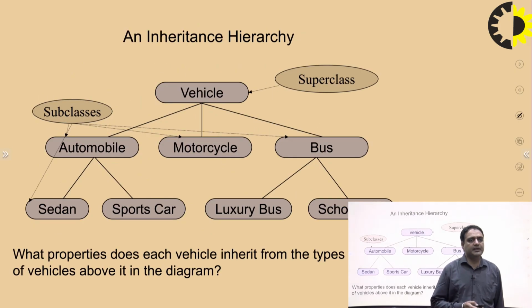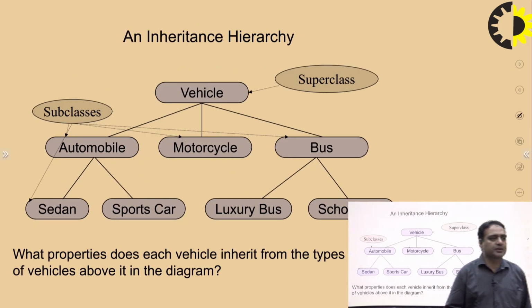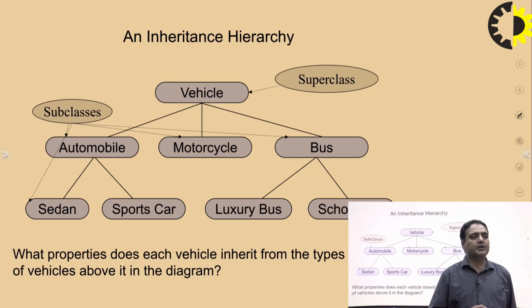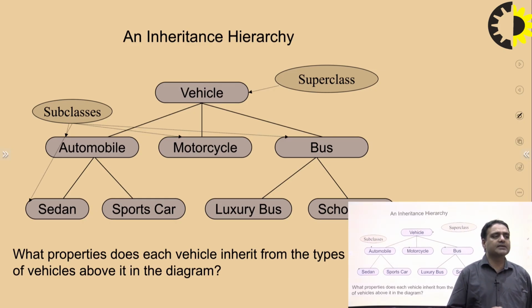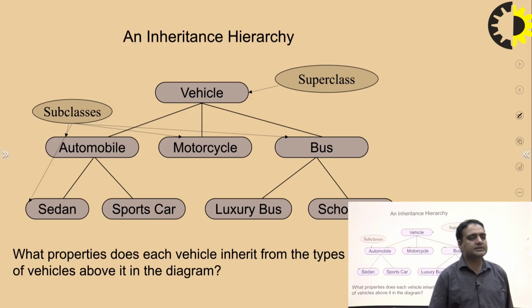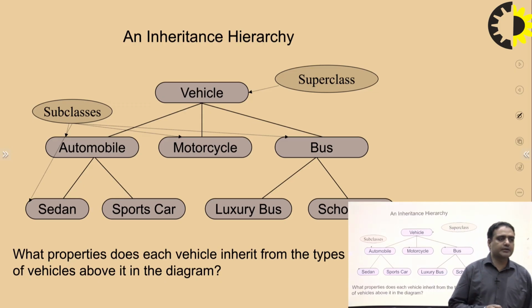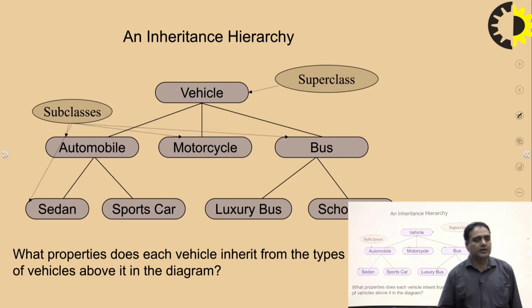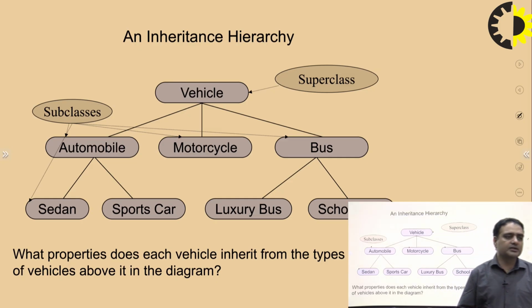There is a hierarchy. Here you can say that vehicle is a super class. This vehicle has three child classes: automobile, motorcycle, and bus. The automobile class has two subclasses: sedan and sports car. Motorcycle has no child class. Bus has two child classes: luxury bus and school bus.